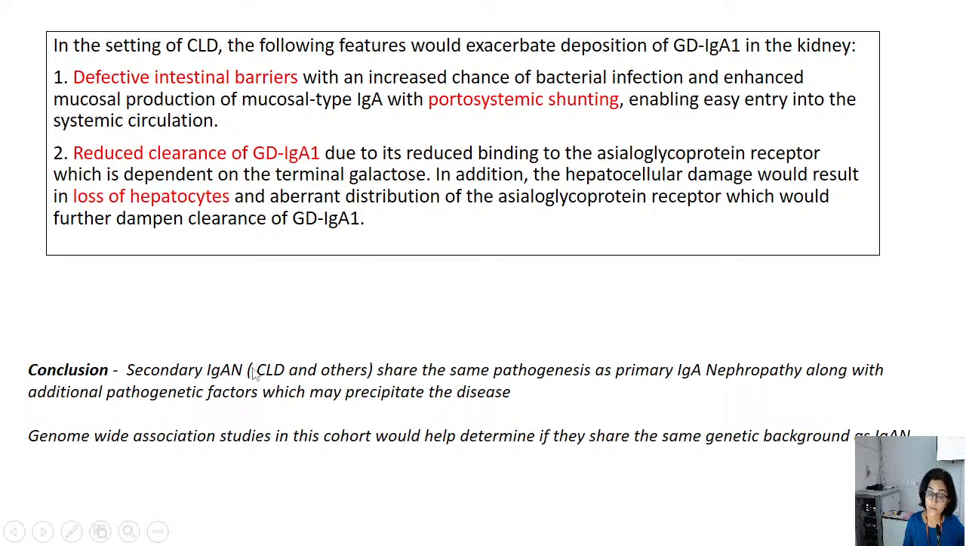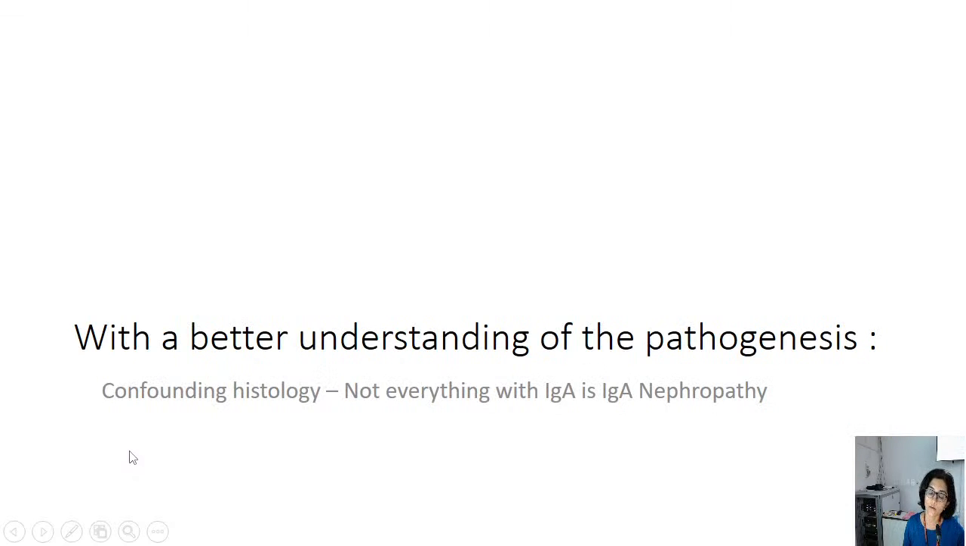So to conclude, secondary IgA nephropathy, as we understand the disease better, basically shares the same pathogenesis as primary IgA nephropathy, along with maybe additional pathogenetic factors which may precipitate the disease. And it would be really interesting if the same HLA studies Dr. Arun had shown, which is still unpublished, could be done by widening our cohort to look at these patients as well, to see if they have the same genetic background as IgA.